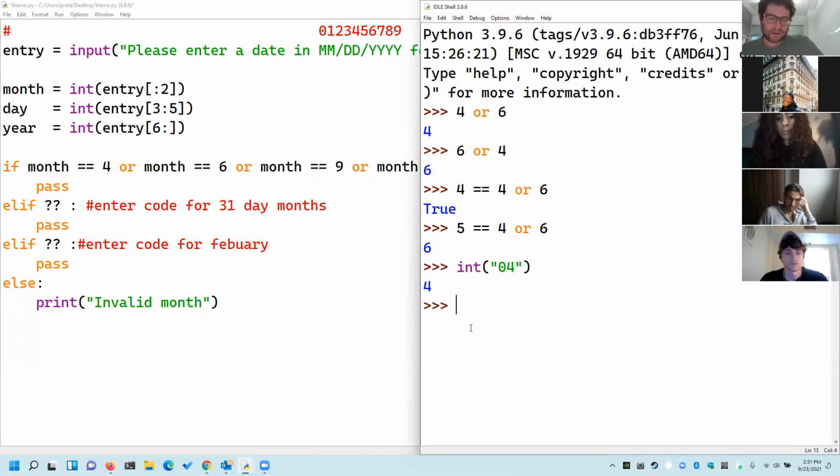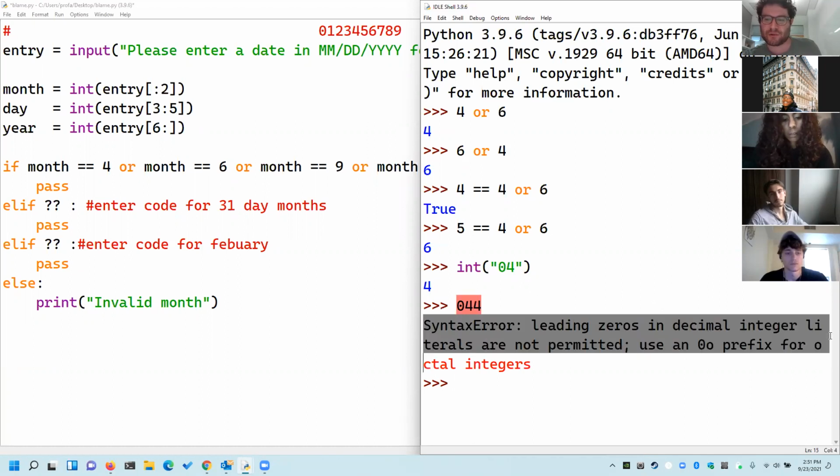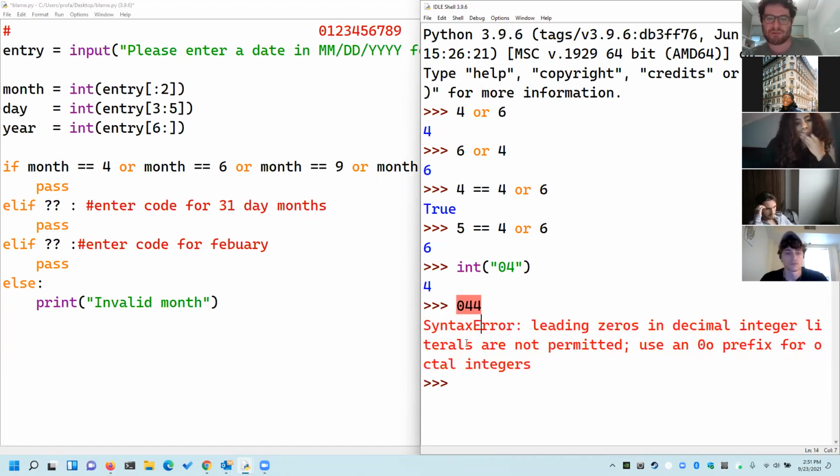Although be warned that basically 0x is that basically 044, right? It says leading zeros in decimal literals are not permitted. Use a 0o for octal integers. So which gives you an interesting thing, right? You can't enter 04.